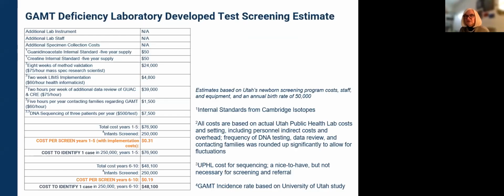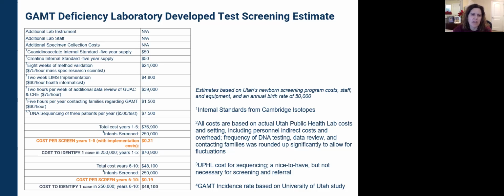And I'm going to ask Heidi, who worked with the Department of Health to finalize, to give you the estimate that they have worked on. Thank you. So we estimated our cost for implementing and ongoing screening of GAMT deficiency based on Utah's situation. So this is a lab developed test. We realize that's not the situation in every state, but we did think it was informative just to see Utah's experience and what that possibility is like.